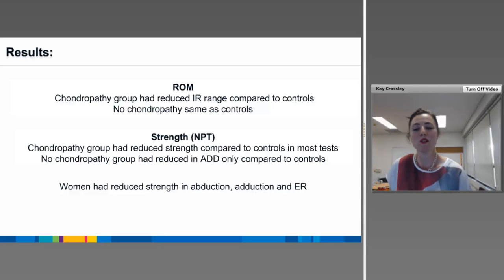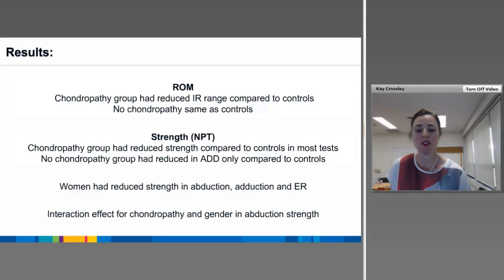We also found that women had reduced strength in their abduction, adduction and external rotation, and we found an interaction effect for chondropathy and gender for abduction strength. So women who had pathology were weaker in their hip abductors than men with pathology, and also women without pathology or control women.